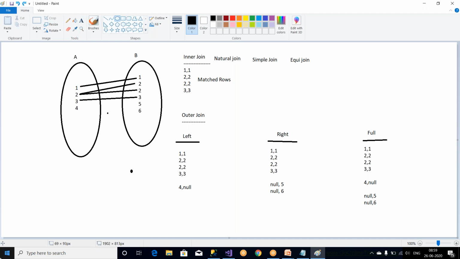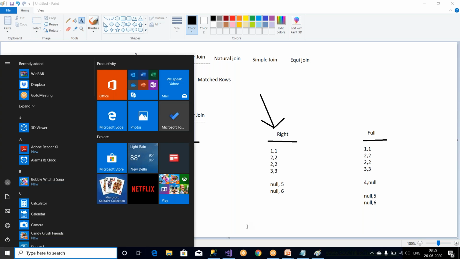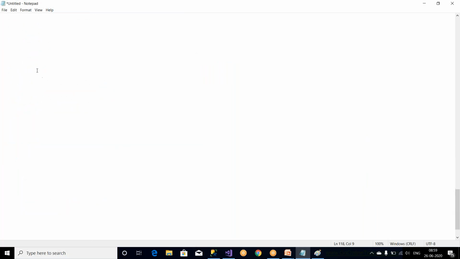Am I clear? So when you have inner join, outer join can be given like this. But people may ask you this question: why do we need this right join? Let me tell you the syntax. One interview question asked: I'm joining two tables, select star from table A join table B on A dot some common column, primary key, equals B dot foreign key. This is inner join syntax.